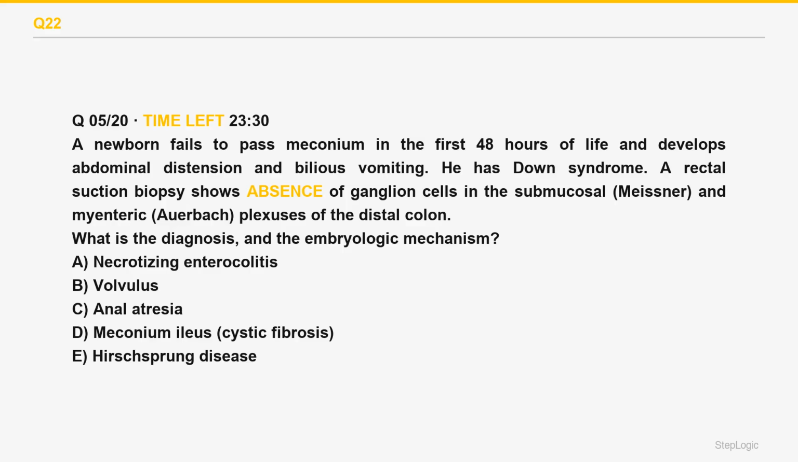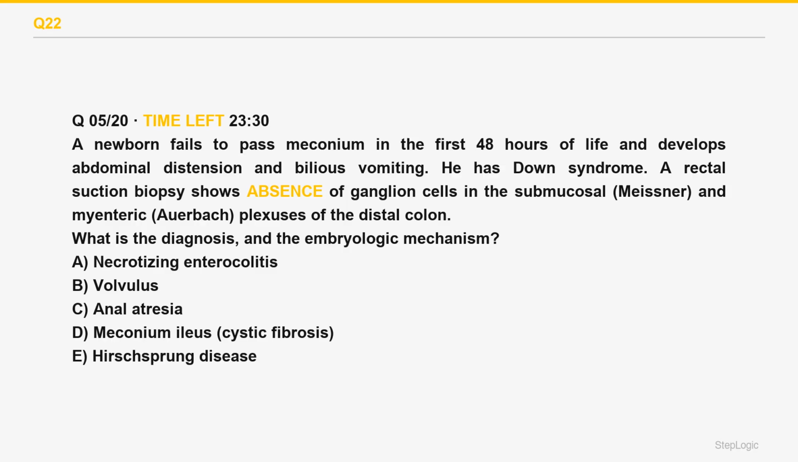What is the diagnosis and the embryologic mechanism? A newborn fails to pass meconium in the first 48 hours of life and develops abdominal distension and bilious vomiting. He has Down syndrome. A rectal suction biopsy shows absence of ganglion cells in the submucosal Meissner and myenteric Auerbach plexuses of the distal colon.